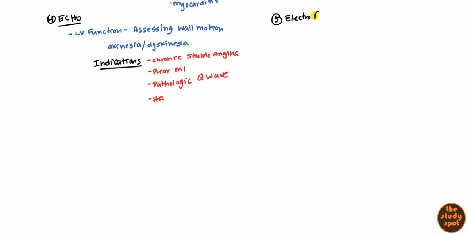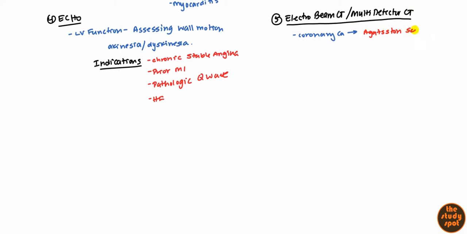Now, another study that's being done, which is pretty new, is called the electron beam CT or the multi-detector CT. And what this does is it evaluates the amount of calcium in the coronary arteries. And then based on how much calcium is there, you get an Agatston score. And so why are we looking at coronary calcium? Well, because plaques that have atherosclerosis tend to have high calcium as well. So you're kind of looking at how much atherosclerosis is actually in the artery. This is prognostic. You're just evaluating how bad the actual artery is. You're not necessarily doing any form of treatment.